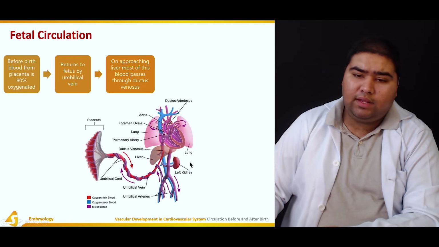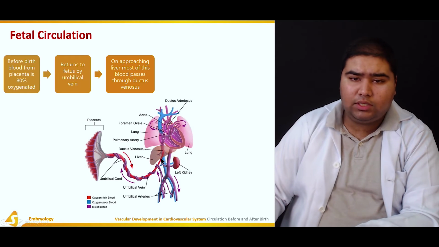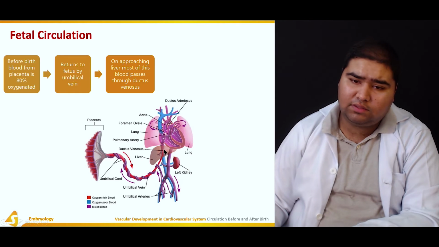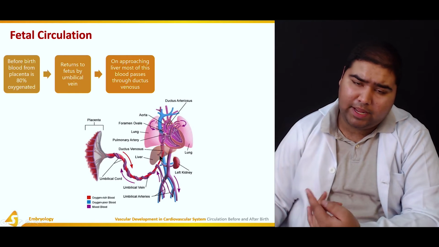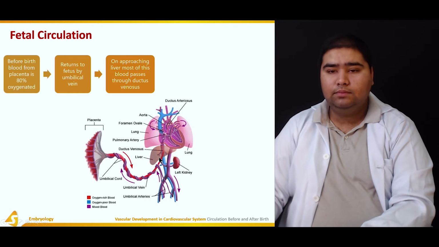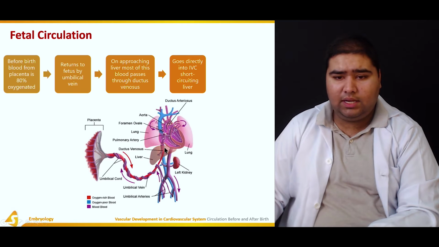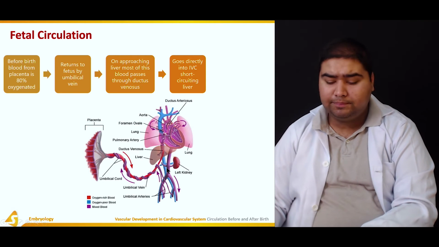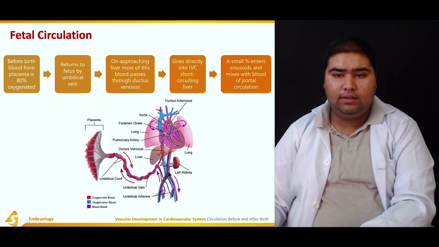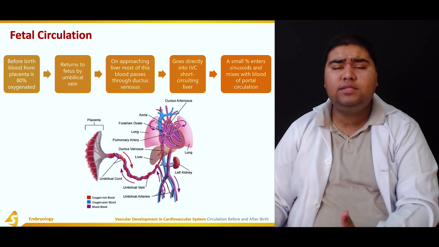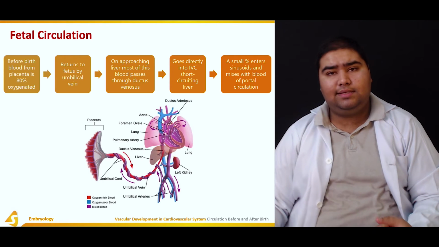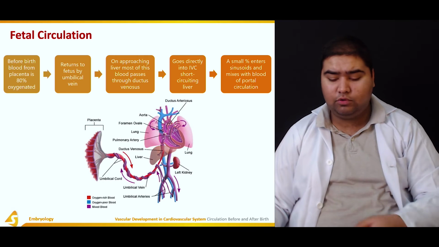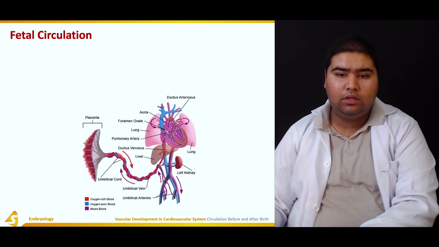On approaching the liver, most of the blood passes through the ductus venosus. This is the ductus venosus, which is a direct channel which bypasses the liver. It goes directly into the inferior vena cava and short circuits the liver. There's a small percentage that enters the sinusoids and is mixed with the blood of the portal circulation.